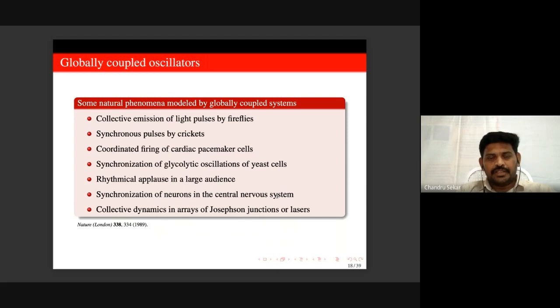observed in nature, like collective emission of light pulse by fireflies, synchronized pulse by crickets, coordinated firing by cardiac pacemaker cells, rhythmical clapping in a large auditorium, and synchronization of neurons in the central nervous system, and so on. So analyzing this type of globally coupled oscillator helps us to understand many natural phenomena.